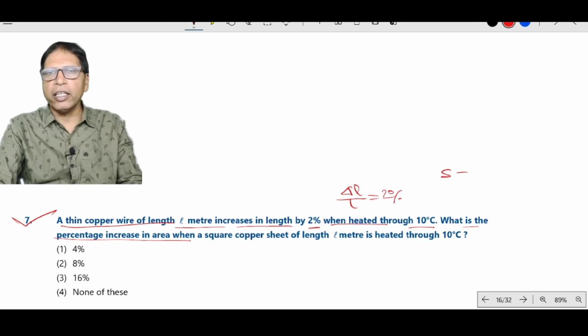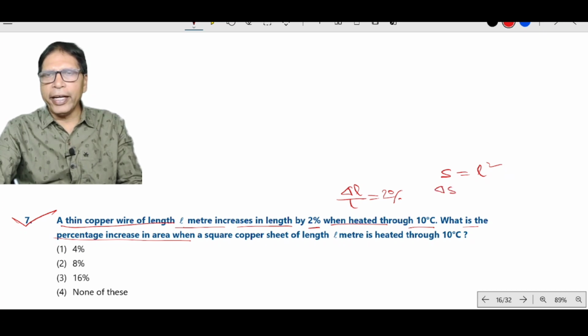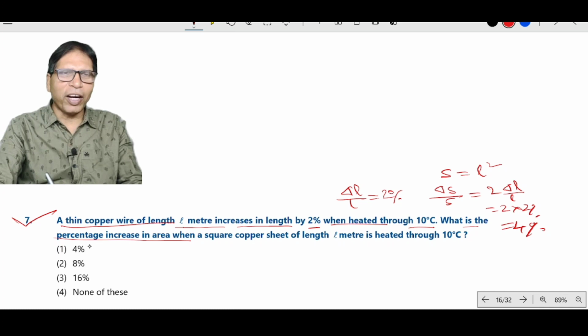Here S equals L squared, the area of the square sheet. So the relative error in area, delta S by S, equals 2 times delta L by L. This is 2 into 2%, which is 4%. Option 1 is correct.